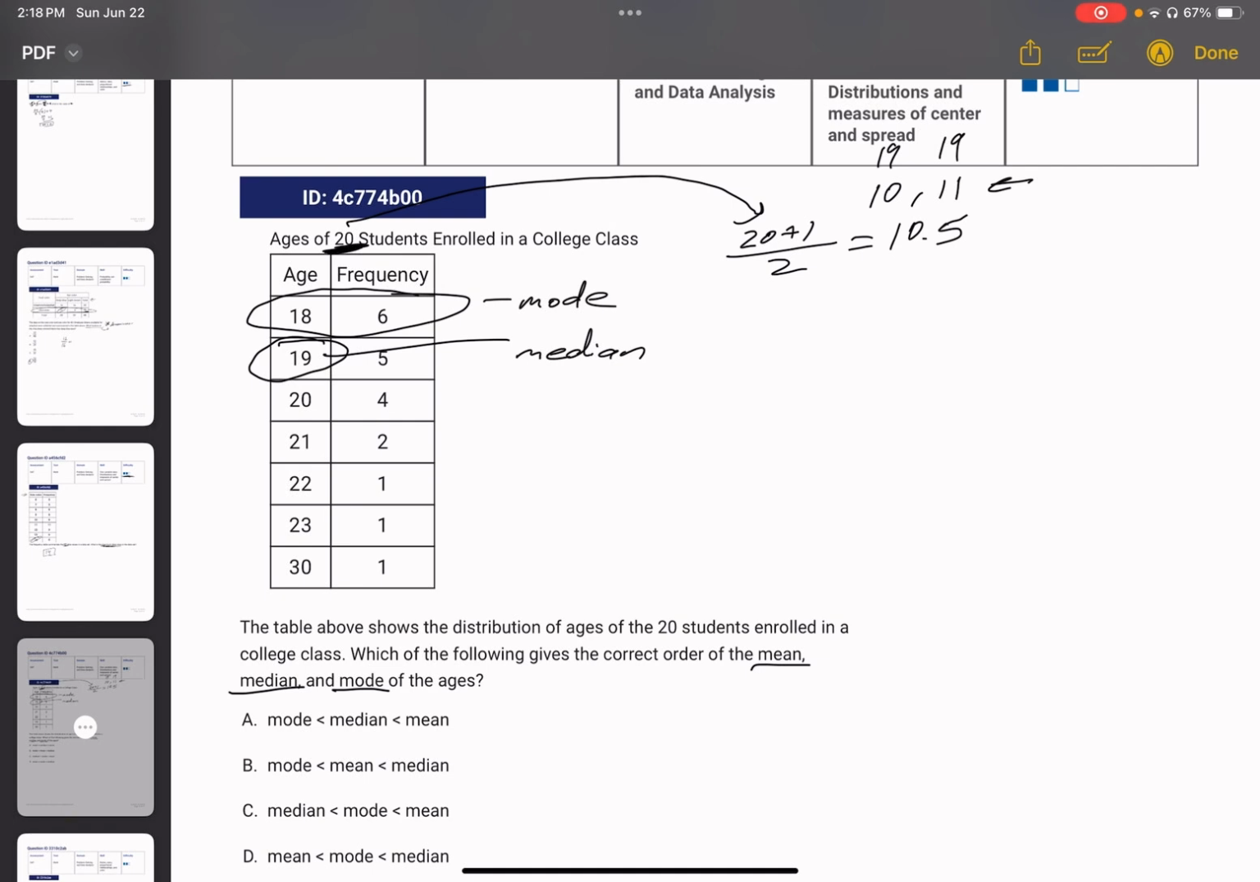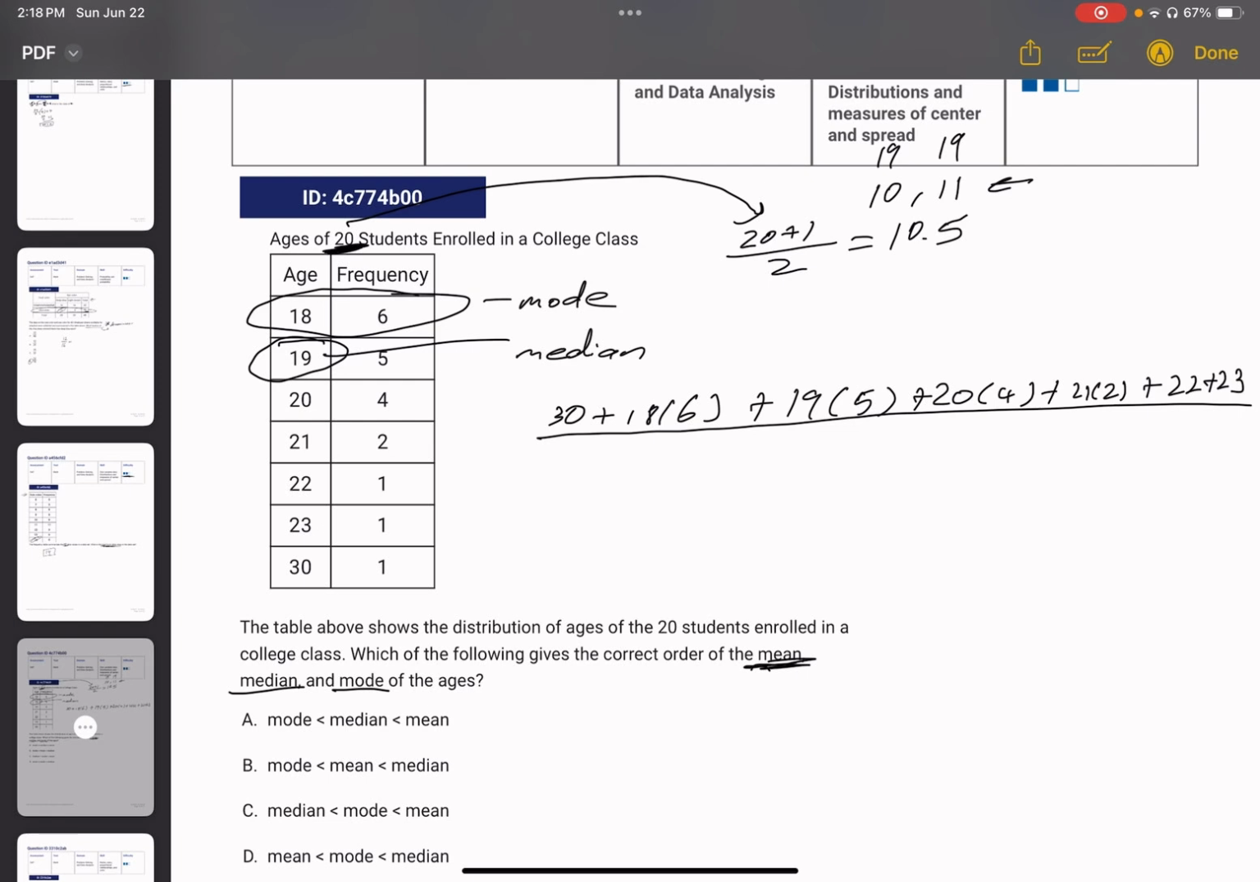So our median is 19, and we now have the mean. For the mean, we're going to add all of these up. So we have 18 times 6 plus 19 times 5 plus 20 times 4 plus 21 times 2 plus 22 times 1. So it's just 22 plus 23. And then I'm going to add 30 over here because I couldn't fit it over there. Then we add all of these up and we divide by the total number of values. So we have 20 over here because it says it's 20 students.